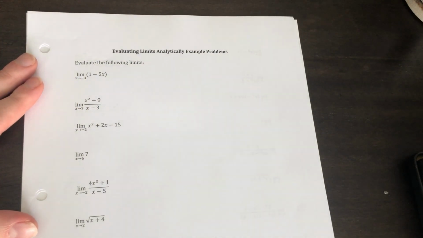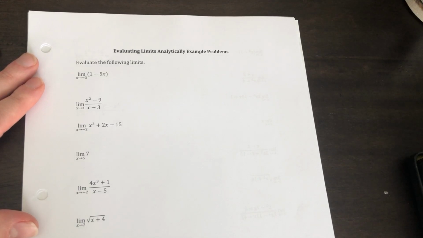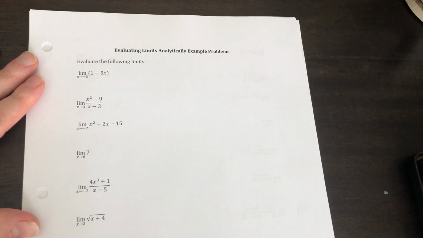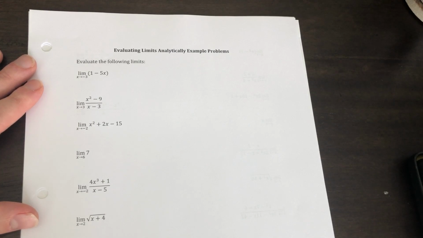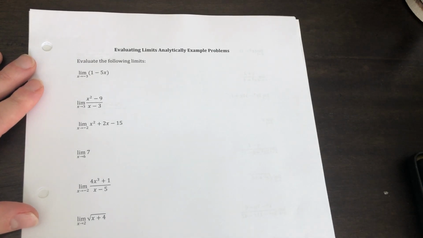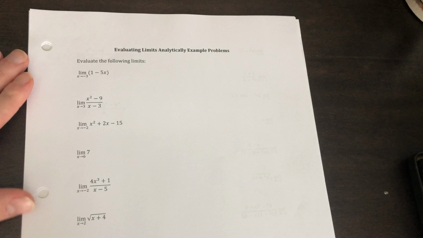Now, some key things: if it looks like it factors, it probably does, so maybe try factoring. If you get 0 over 0 when you plug in initially, that means you have to simplify it, okay? So you would have to factor and cancel something. So just keep that in mind as you're working through.